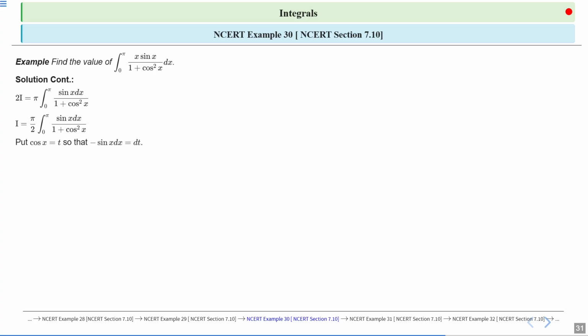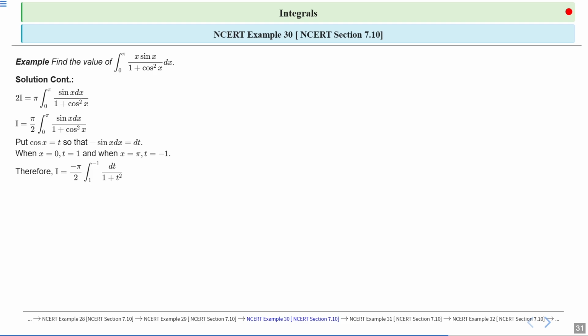So when we simplify, now we just calculate the value of the integral from 0 to pi of sin x dx by 1 plus cos square x. So we use the property of substitution. We take cos x is equal to t, because when we differentiate, we get minus sin x dx, that is a constant multiplication of the numerator. Change the limit. When x is equal to 0, t is equal to 1, and when x is equal to pi, t is equal to minus 1.